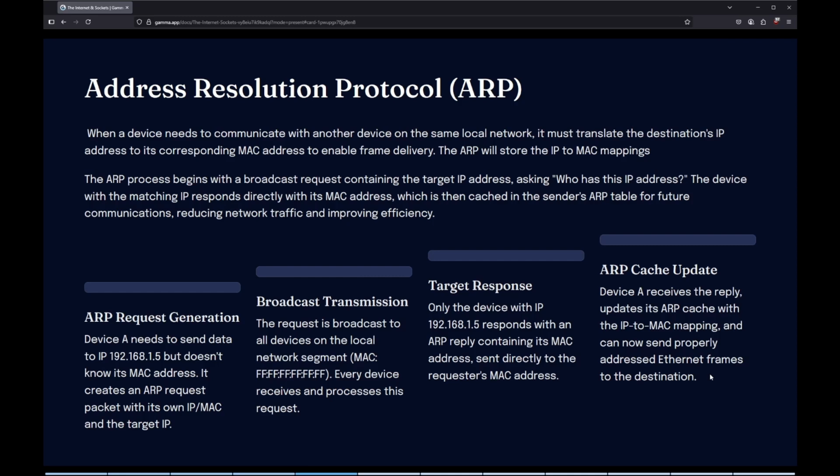I am the one with the IP, which is then cached into the ARP table or ARP cache, the address resolution protocol cache, where we store these IP to MAC mappings for future communications, reducing network traffic, and improving efficiency. Now, these aren't always going to be stored. It's a cache, so there will be an age or expiry limit when we store these addresses.